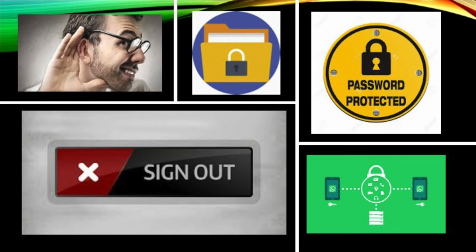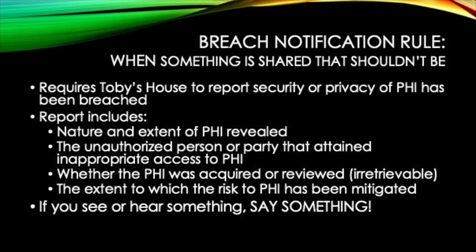Let's talk about the breach notification rule. When something is shared that shouldn't be, what do we do? The breach notification rule requires that Toby's House report the security or privacy of PHI anytime that it has been breached. Our report will have to include the nature and the extent of the PHI revealed, the unauthorized person or party that attained inappropriate access to PHI, whether the PHI was acquired or reviewed or is irretrievable, and the extent to which the PHI has been mitigated. If you see something or hear something, say something.